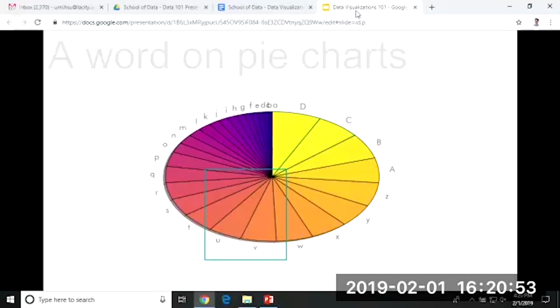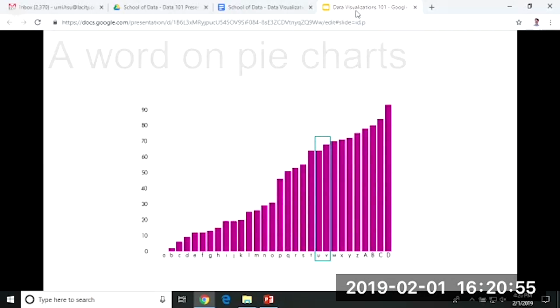Conversely, you could show the same data on a bar chart, and we have U and V, and you could see that V here is a little bit taller than U.